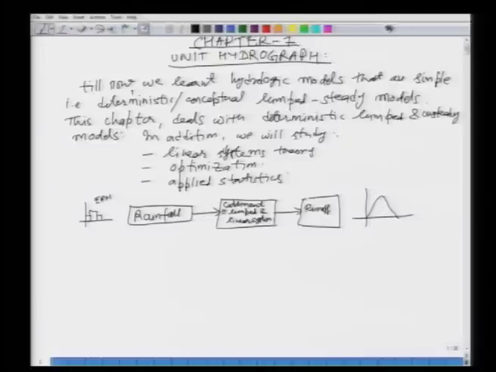Okay. So, this is the systems concept, and then if we look at what is called the general hydrologic systems concept, that is what we are looking at.